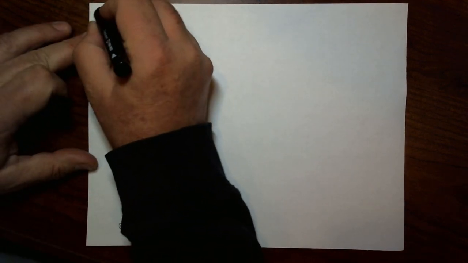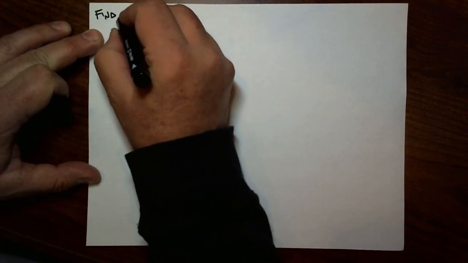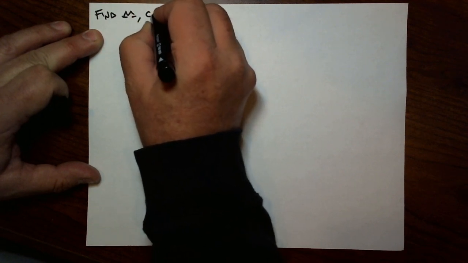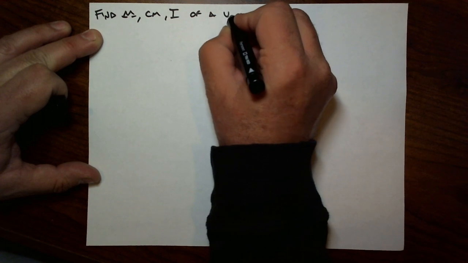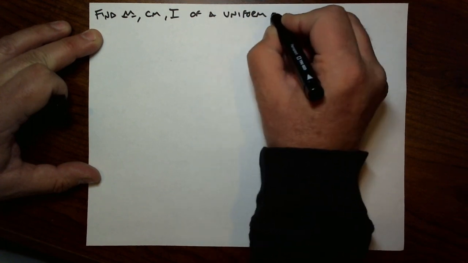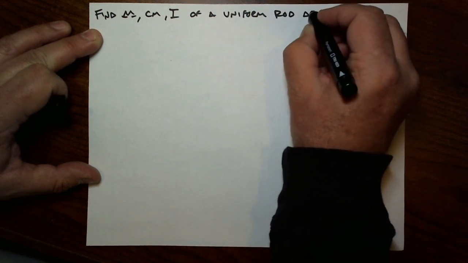Okay, so we're going to find the center of mass of a uniform rod. Find mass, center of mass, and moment of inertia of a uniform rod around its end.